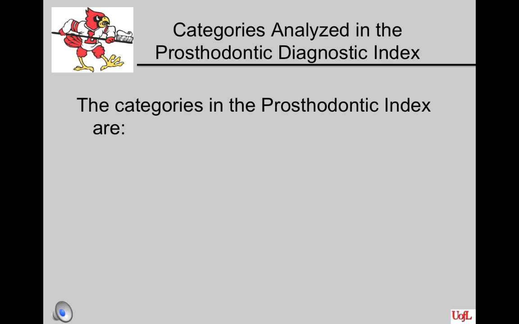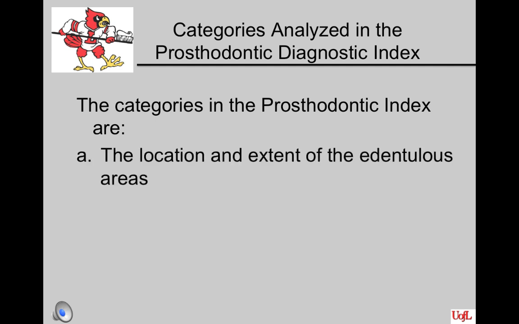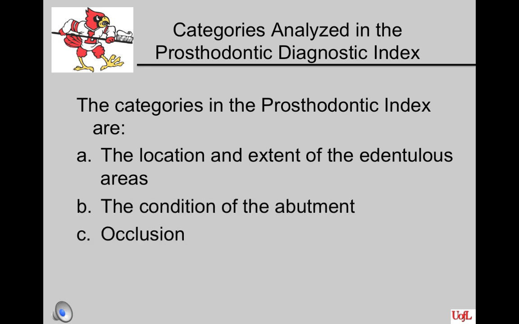The Prosthodontic Diagnostic Index uses 4 categories to determine the complexity of the case. It looks at the location and extent of the edentulous areas, the condition of the abutments, the occlusal characteristics and requirements of the case, and the residual ridge characteristics. The future of this system and its success is yet to be determined.